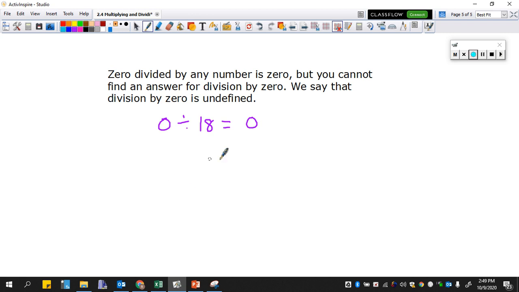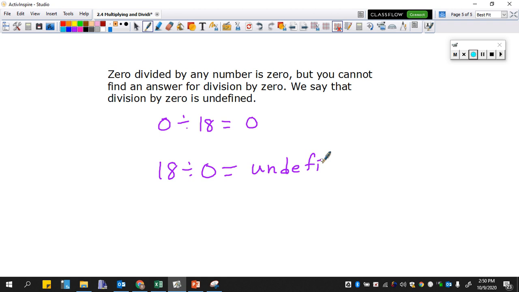The only other thing is that you cannot divide anything by 0. So, in other words, I cannot say 18 divided by 0. The reason for that is that it is impossible to divide anything into 0 groups. The smallest group that you can divide something into is 1 group. You can put everything into 1 group. You can never divide it into 0 groups. So what we say there is that if you divide something by 0, we say that is undefined.